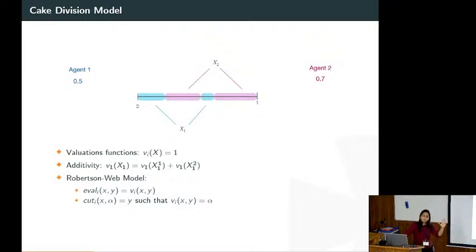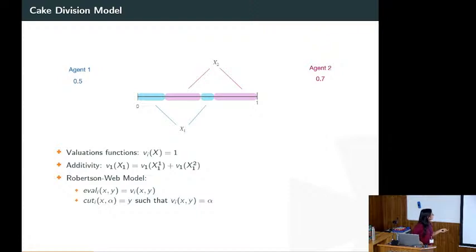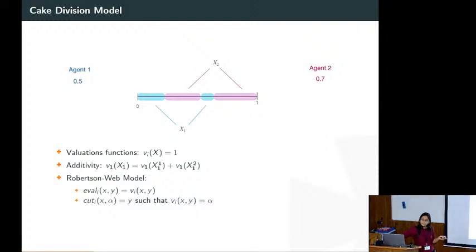You can ask this oracle kind of a model, hey, for an agent I, what do you value this chunk x and y, right? So this oracle will then output whatever the value is. So this eval query will output the value that agent I has for the interval x and y. Another query that would be of interest is this cut query, where we'll ask, okay, you start at a point x somewhere in this interval and a number alpha, output me a point y such that the value of x and y is equal to alpha, right?